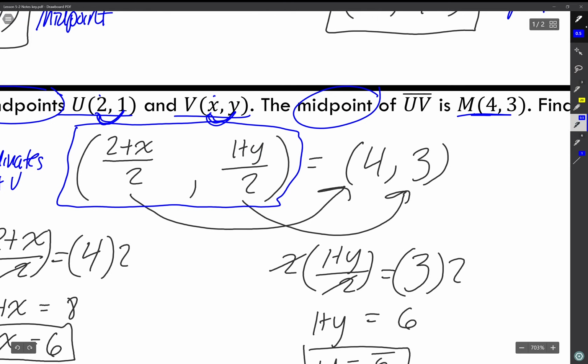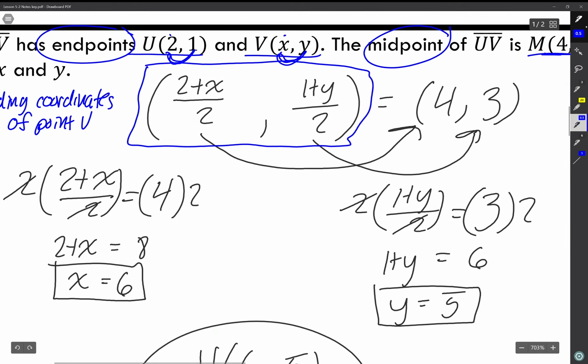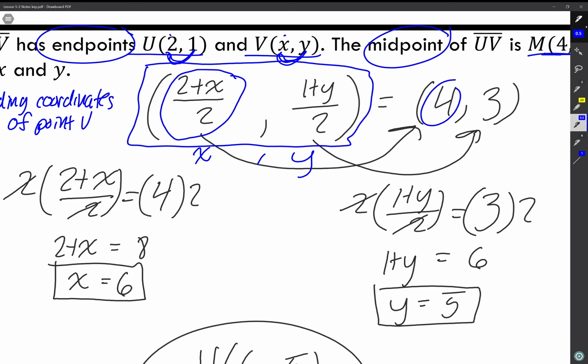So whatever this expression is going to be is going to be equal to (4, 3). Okay? So what we can do is set up two equations, one for the x coordinate and one for the y coordinate, and that'll help us solve for x and y. I take the x coordinate of this and the x coordinate of the midpoint, and set them equal to each other. So I've got 2 plus x over 2 is equal to 4. And then I do the same thing for the y: 1 plus y over 2 is equal to 3. So those are my two equations, one for x and one for y.